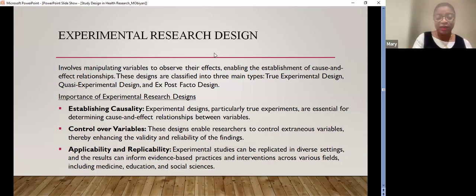A strong example here is your clinical trials, RCTs. So why is this important? It establishes causality. Experimental designs, particularly through experiments, here talking about RCTs, are essential for determining cause and effect relationship between variables. It gives the researcher control over variables.